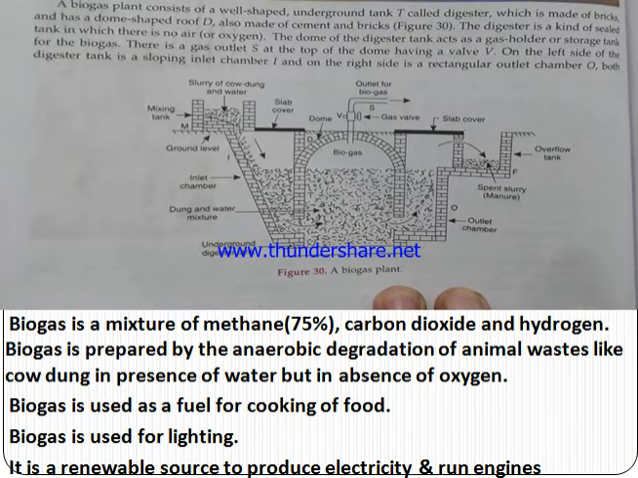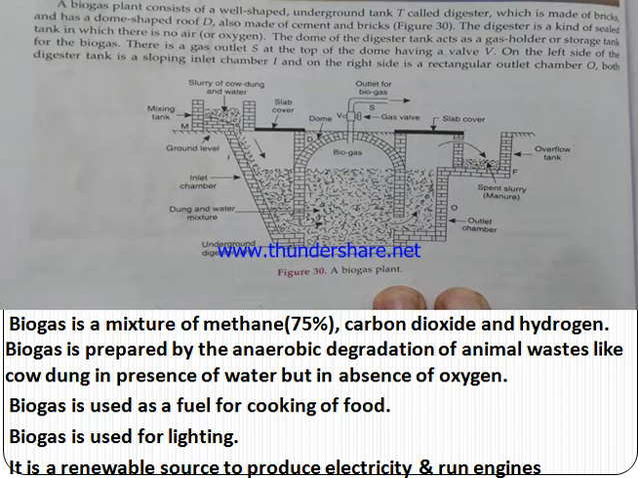Next is the biogas plant. Biogas is a mixture of 75% methane, carbon dioxide and hydrogen gas. Biogas is prepared by anaerobic means, the absence of oxygen, by the anaerobic degradation of animal waste like cow dung in presence of water. Biogas is used as fuel for cooking food. It is used for lighting. It is a renewable source to produce electricity and run engines.